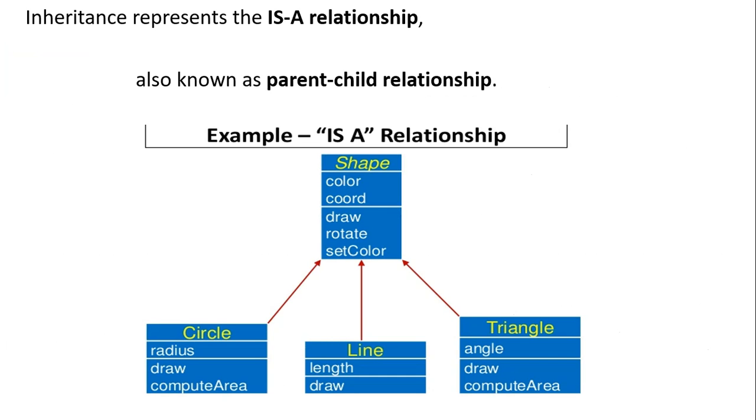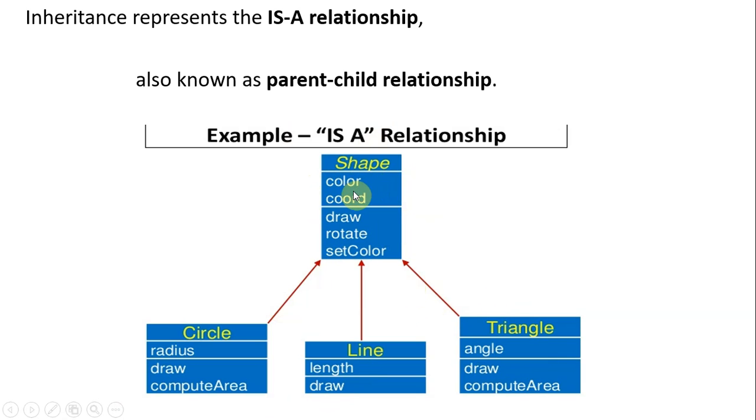So inheritance represents an "is-a" relationship, and it is also called a parent-child relationship. Parent-child relationship, what is it? Let's go with an example. So, the "is-a" relationship. If you see the diagram here, shape. What kind of shapes are available? Circle is a shape, line is a shape, triangle is a shape, right?